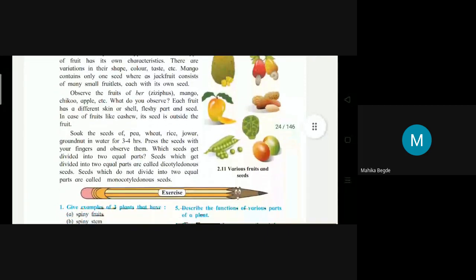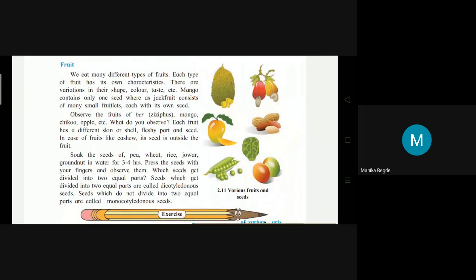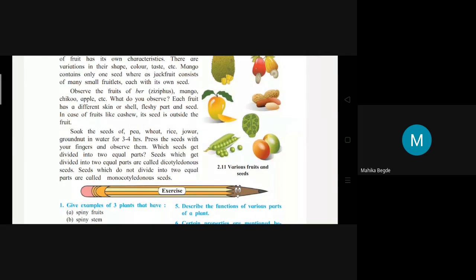Then we have learned about fruits also. As we eat many types of fruits, each type has its own characteristics that we all know. They are of various colors, various shapes, and their taste is also different. Their seed content is also different, as mango contains only one seed, whereas jackfruit contains many seeds. Seeds which get divided into two equal parts are called dicotyledons, and seeds which do not divide into two parts are called monocotyledons. Our dal and many pulses are dicotyledons. As we press them, we can have the two sides.